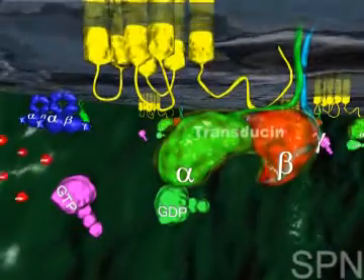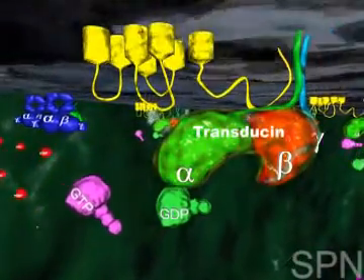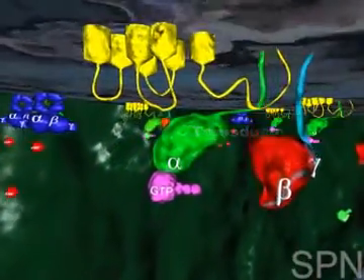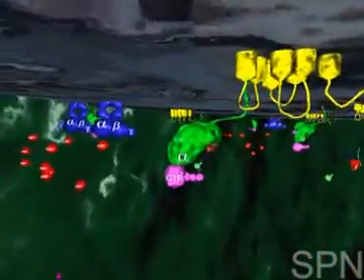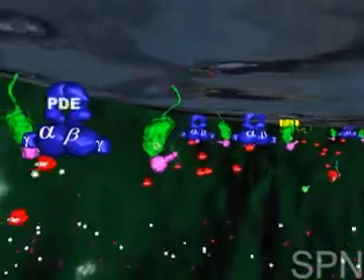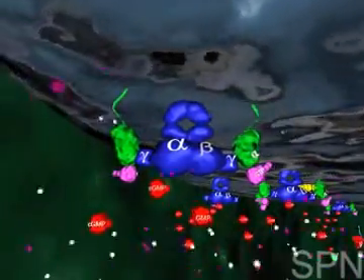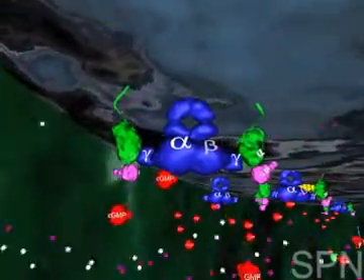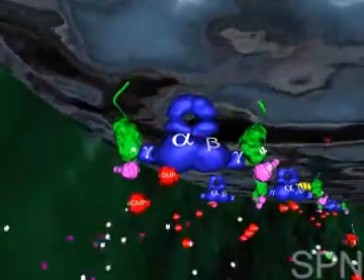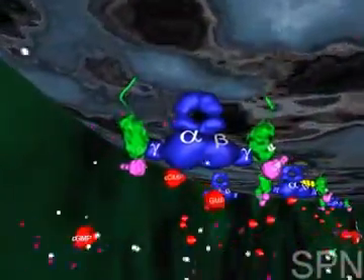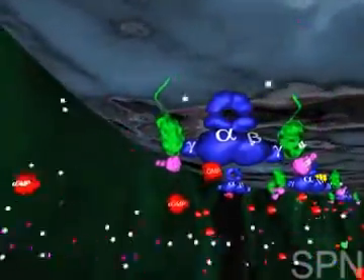Rhodopsin binds to and activates the G protein transducin. The activated alpha subunit of transducin binds to the cyclic GMP phosphodiesterase. Phosphodiesterase activation triggers the hydrolysis of cyclic GMP, causing a rapid decline in cytoplasmic cyclic GMP levels in the outer segment of the rod.